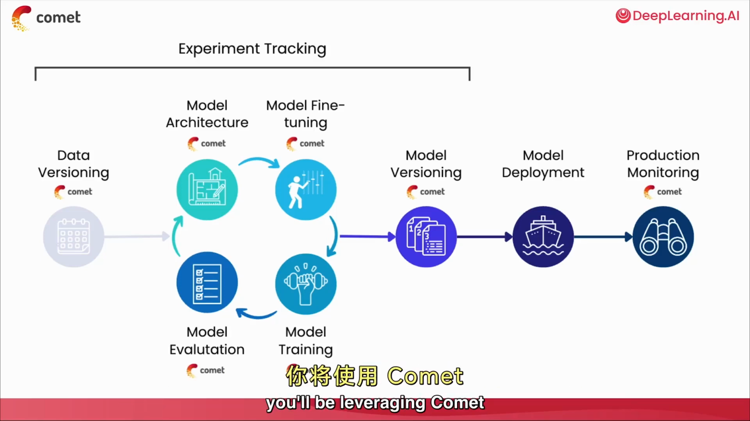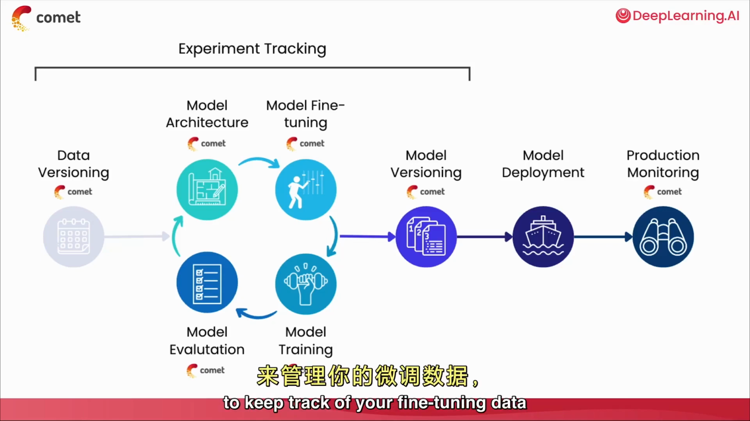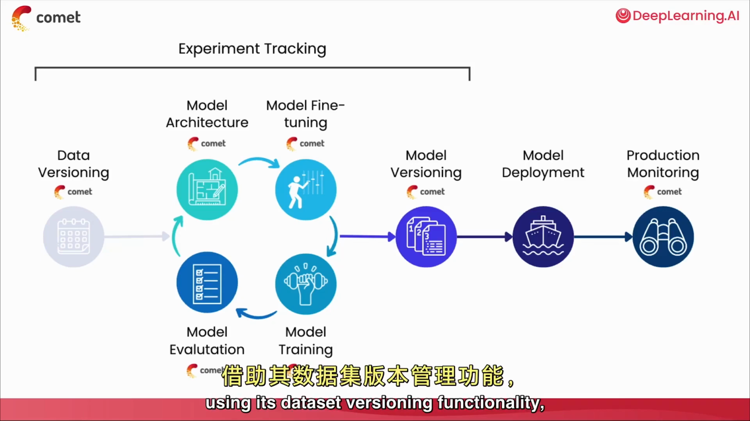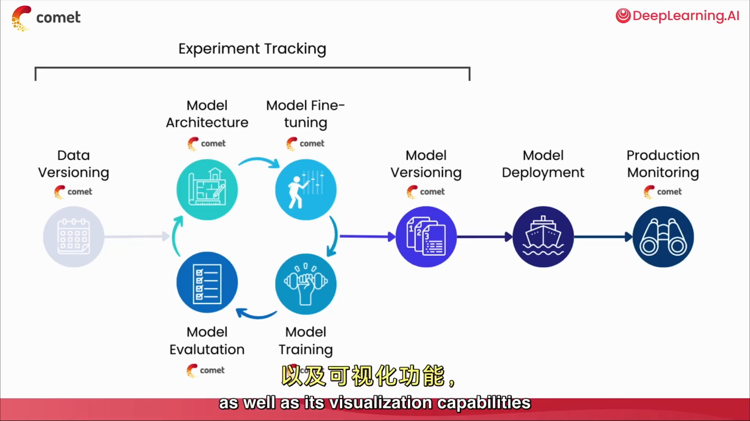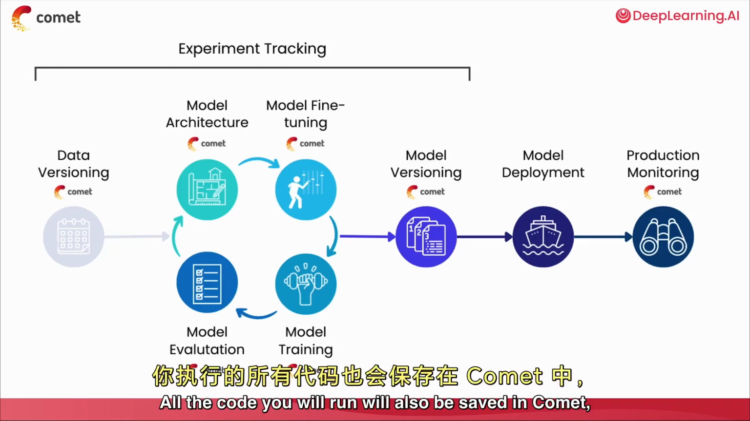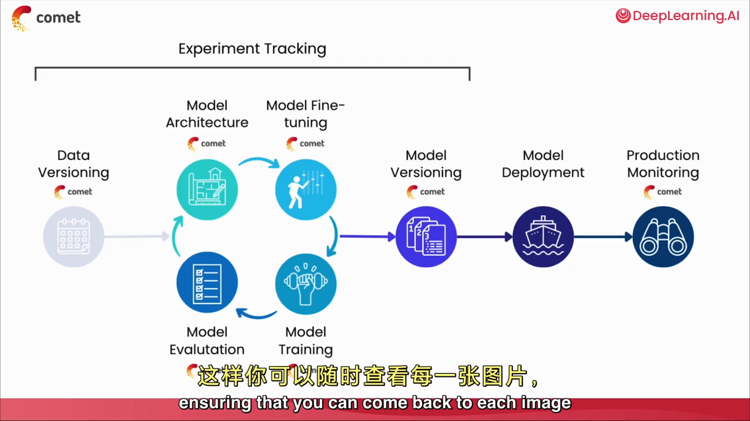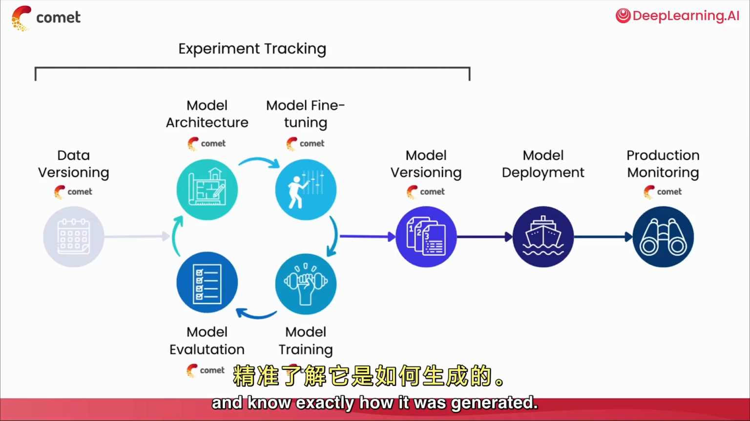In this course, you'll be leveraging Comet to keep track of your fine-tuning data using its dataset versioning functionality, as well as its visualization capabilities that will help you review the images that you will be generating. All the code you will run will also be saved in Comet, ensuring that you can come back to each image and know exactly how it was generated.